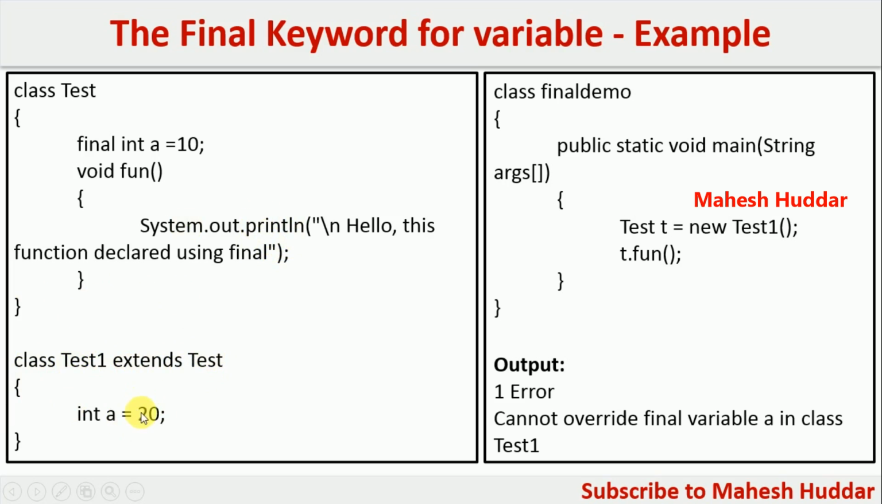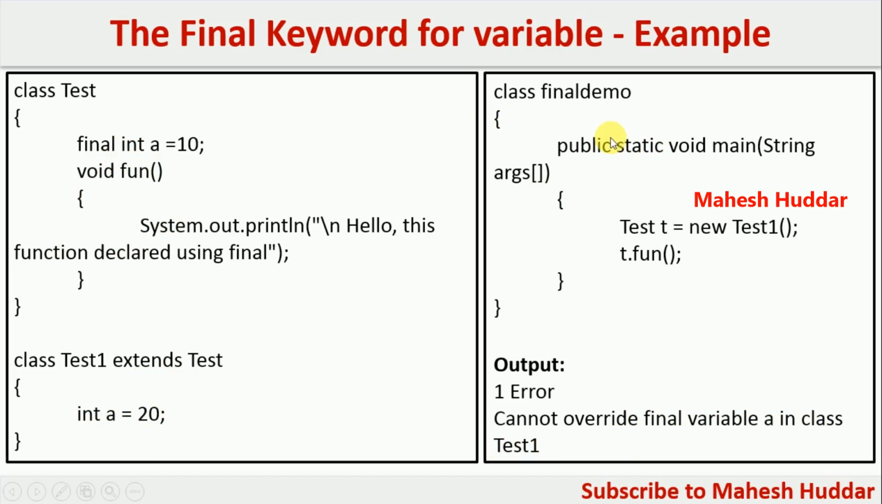And I am trying to modify the value of a to 20. But in the base class, I have already defined the value of a as 10, and I have made it final. Because of that, if I try to do this in the derived class, I will get an error: cannot override a final variable a in class test1, because it is already made final in the base class. It cannot be overridden in the derived class.